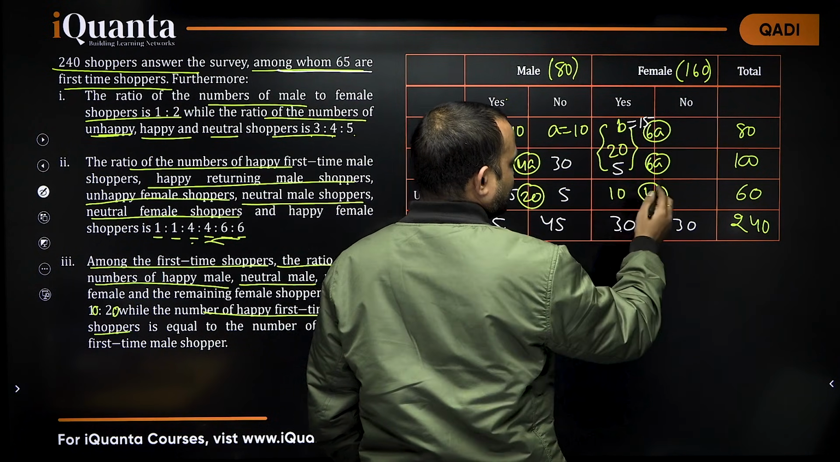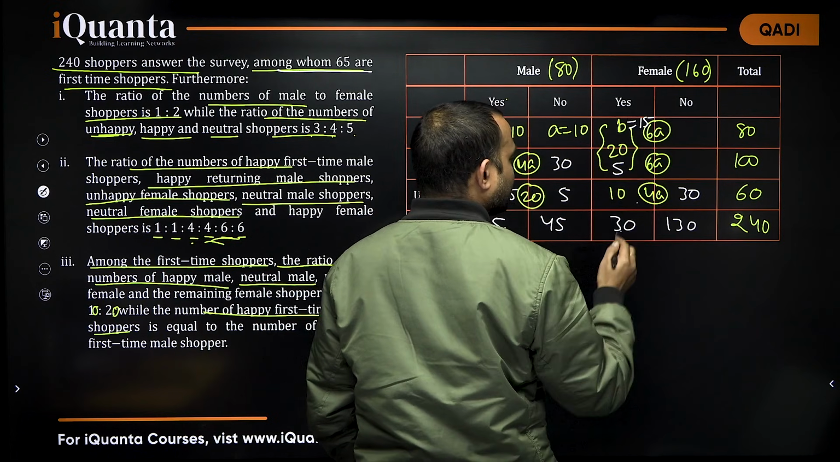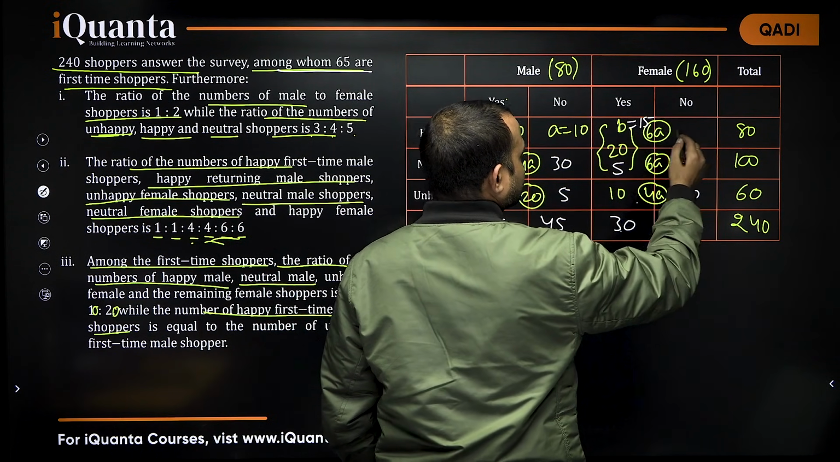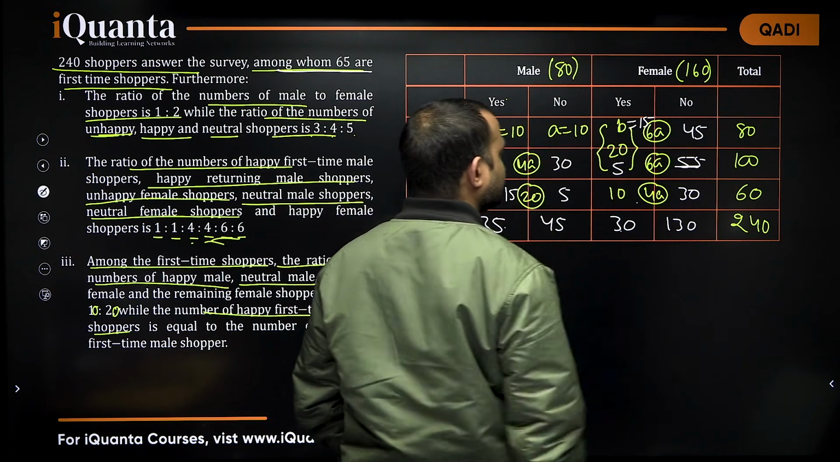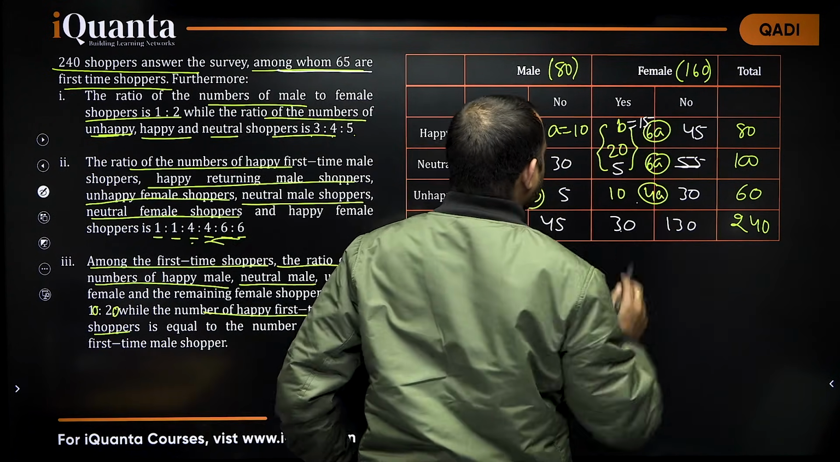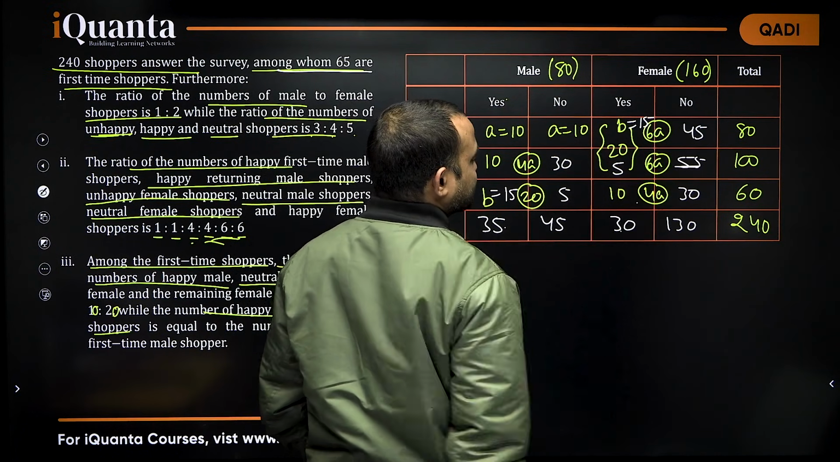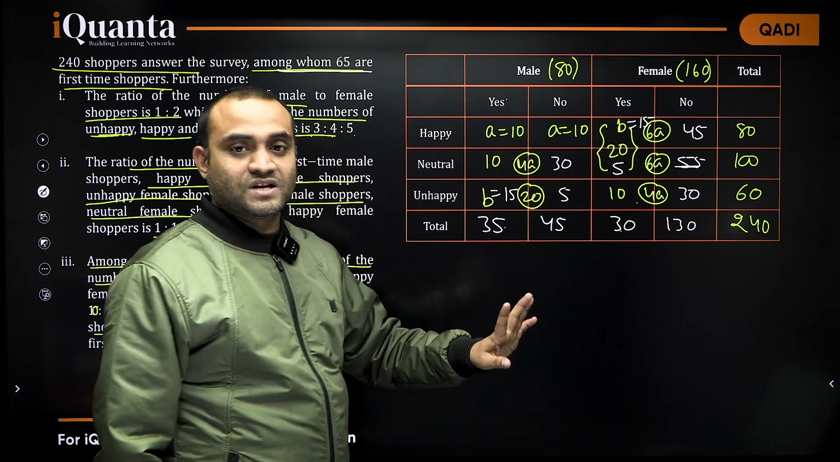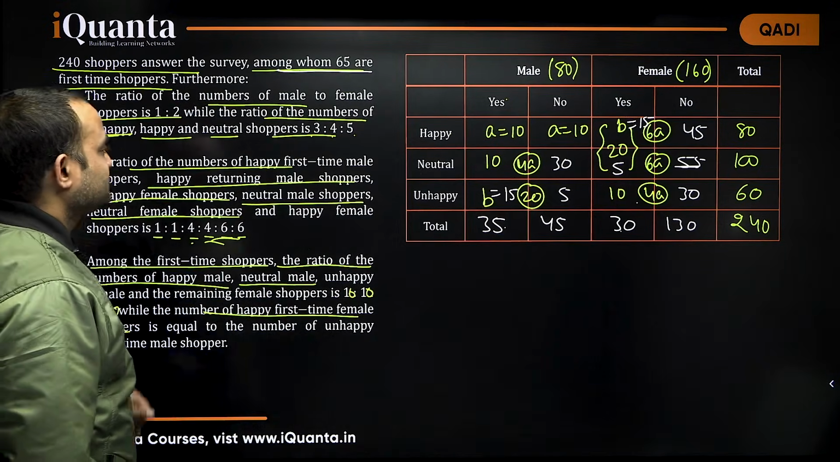And if this is 10, total is 40, this must be 30. 60 minus 5, this must be 55. If this is 15, 60 minus 15 is 45. So 10 plus 10 plus 15, 35 plus 45, 80. 40 plus 60, 80. 20 plus 40, 60. Everything is good. So let's solve the questions.